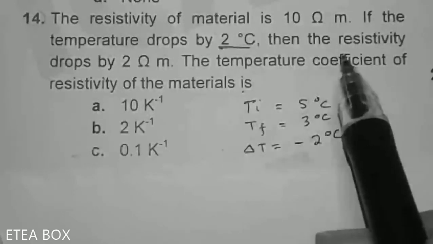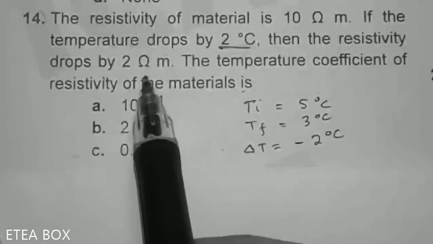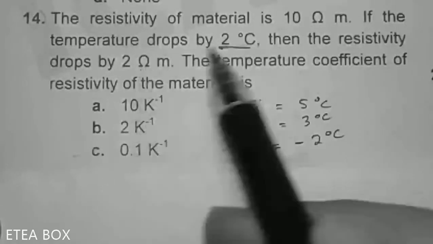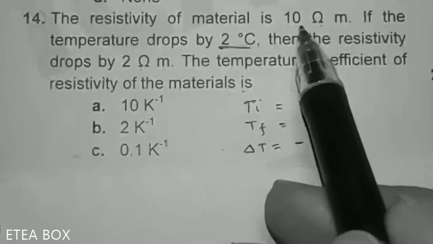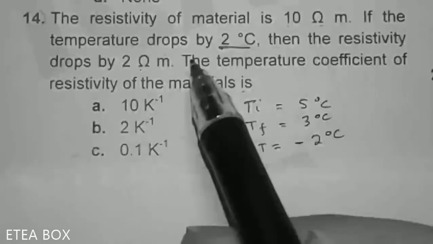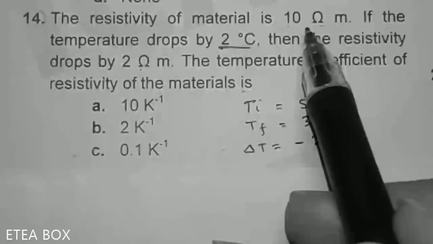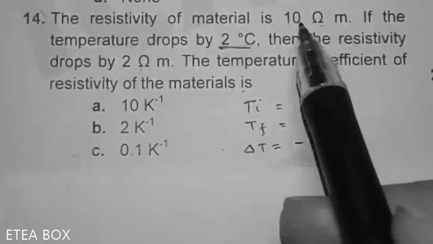Now look, the resistivity is dropped by 2 ohm meter, so it means that it decreases 2 ohm meter from 10, okay? Which means that 10 minus 2 will give 8. Okay, drops by 2 means that the final resistivity is now 8 ohm meter.